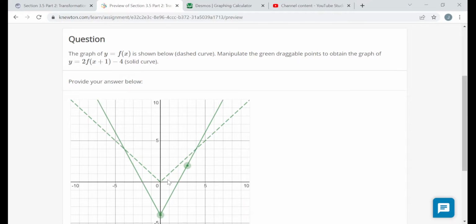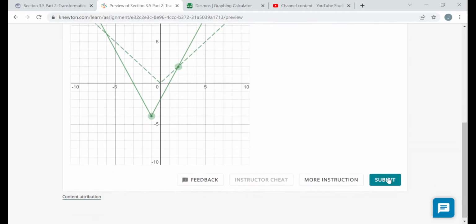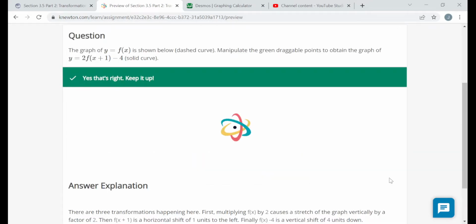There's down 4 units. And then x is replaced by x plus 1 inside, which will move it left 1. Right? X plus 1 is x minus negative 1. And there you go. Caused a vertical stretch by a factor of 2, vertical shift down 4, and then a horizontal shift left 1. Did all that stuff. Great.